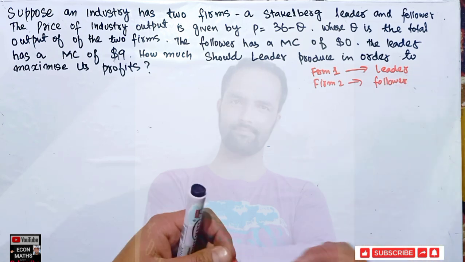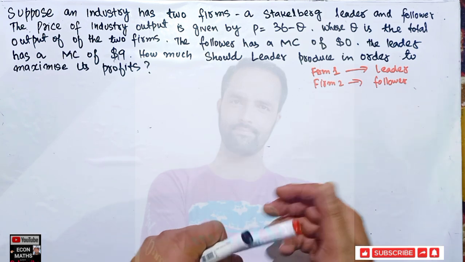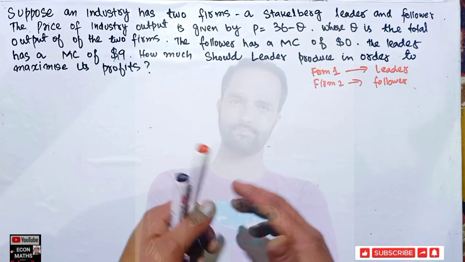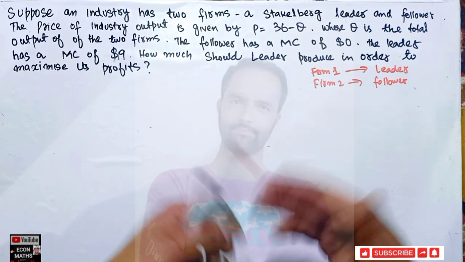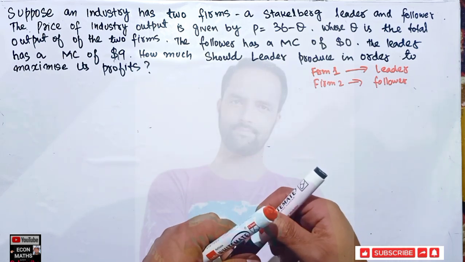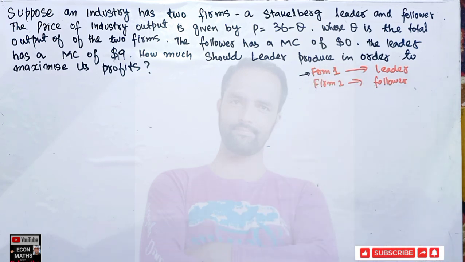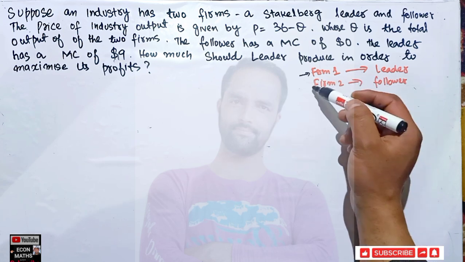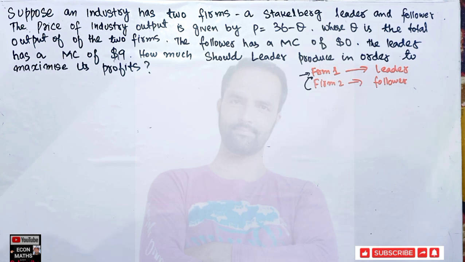I will explain the Stackelberg duopoly model in a detailed video. But there is only one difference between the Cournot model and the Stackelberg model. In the Cournot model there is a simultaneous move, but in the Stackelberg model there is a sequential move. That means if firm 1 decides its output first, firm 2 will react according to the output decided by firm 1. So let's try to solve this question.